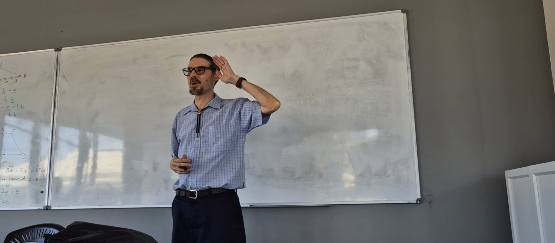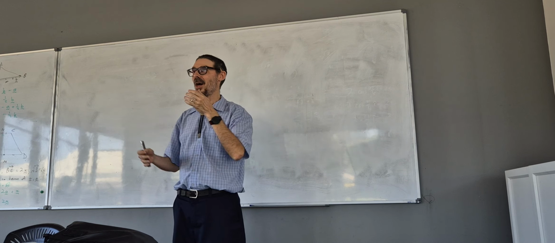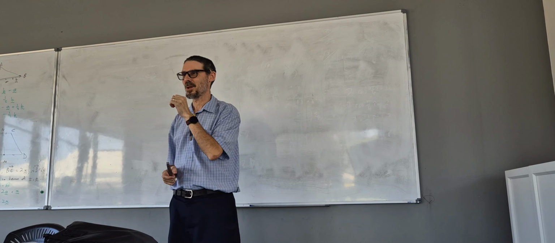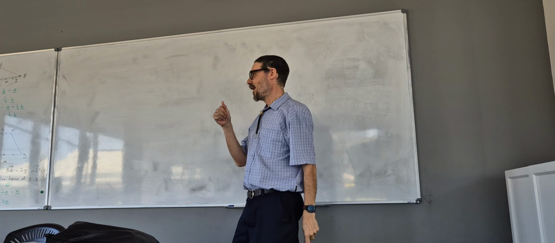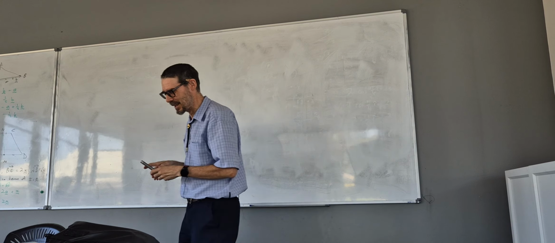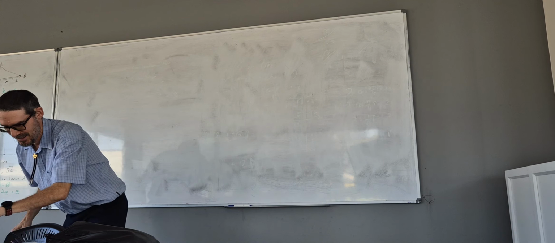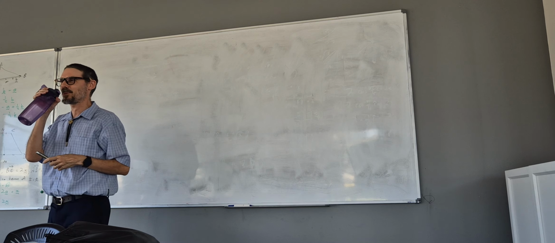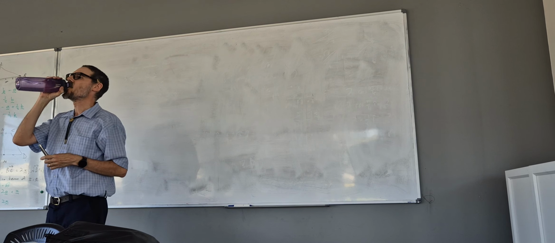What does it mean just to multiply one vector by another? What does it mean to multiply two vectors? I don't know. Wow, my voice is really going. What might it mean to multiply two vectors?